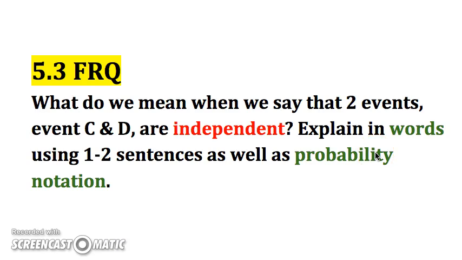So take this opportunity to answer your FRQ, your free response, and I would look through the book at independence and some other examples. I would like you to explain in words, that'll be half the credit, using 1 to 2 sentences, no more, and then as well as probability notation, what it means for 2 events to be independent. So pause right now, answer the free response question, and then push play to continue for the multiple choice.